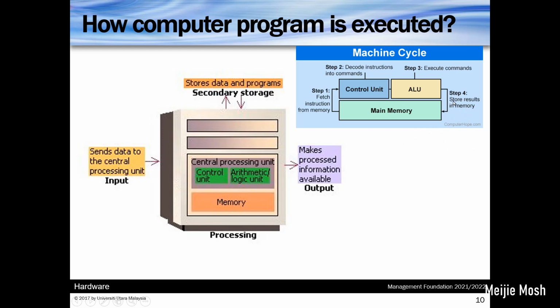You can take a look at the machine cycle over here. Step 1 is to fetch the instruction from the main memory. The control unit then decodes the instruction into commands, and then the third step is the arithmetic logic unit executes the computer commands, and the final step is the arithmetic logic unit sends and writes the result back into the memory.